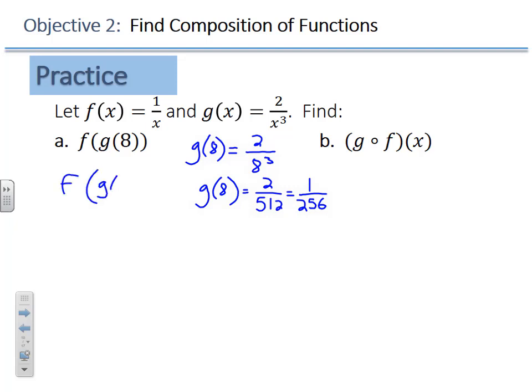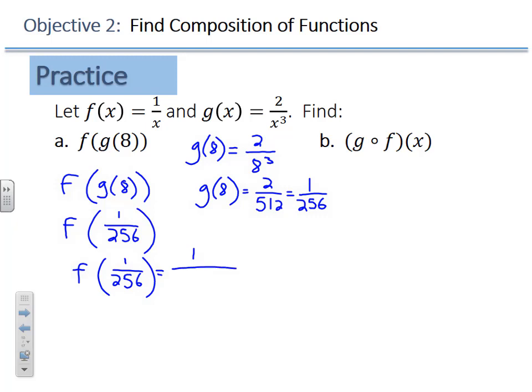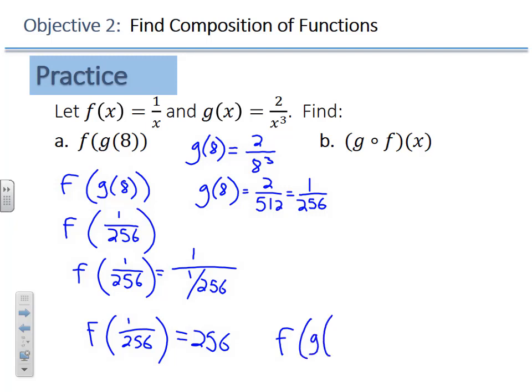So f of g of 8 is really the same as f of 1 over 256. So f of 1 over 256 is 1 over our input value, and our input value is 1 over 256. So we're taking the reciprocal of 256 two times there, and we can conclude that f of 1 over 256 is 256. Therefore, f of g of 8 is equal to 256.